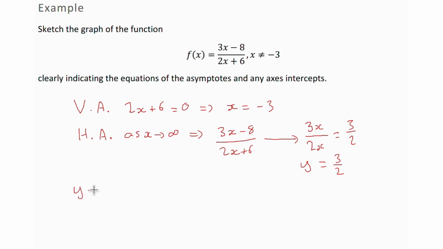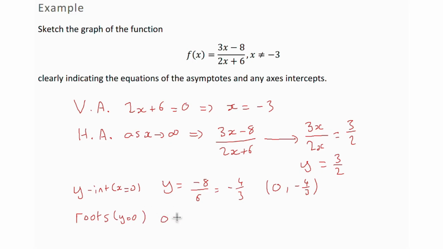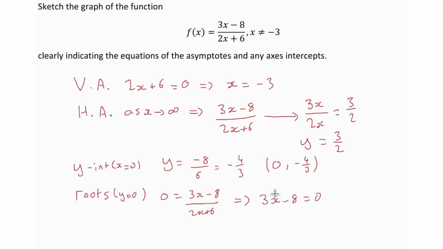Now on to the axes intercepts. Our y-intercept is when x is equal to 0. We get y is minus 8 over 6, or minus 4 over 3. So we've got (0, -4/3) as our y-intercept. And the roots are when y is equal to 0. So 0 is equal to 3x minus 8 over 2x plus 6. But for a fraction to be equal to 0, the numerator must be equal to 0, which means we're going to get x is equal to 8/3, or our root is (8/3, 0).